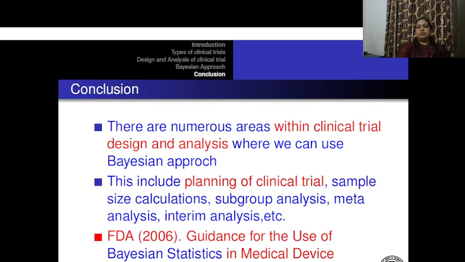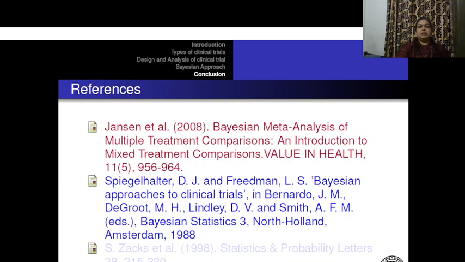FDA 2006, guidance for the use of Bayesian statistics in medical device clinical trials. For reference, you can look at FDA 2006 for the application of Bayesian trials and guidelines for the use of Bayesian statistics in clinical trial analysis. These are the references.